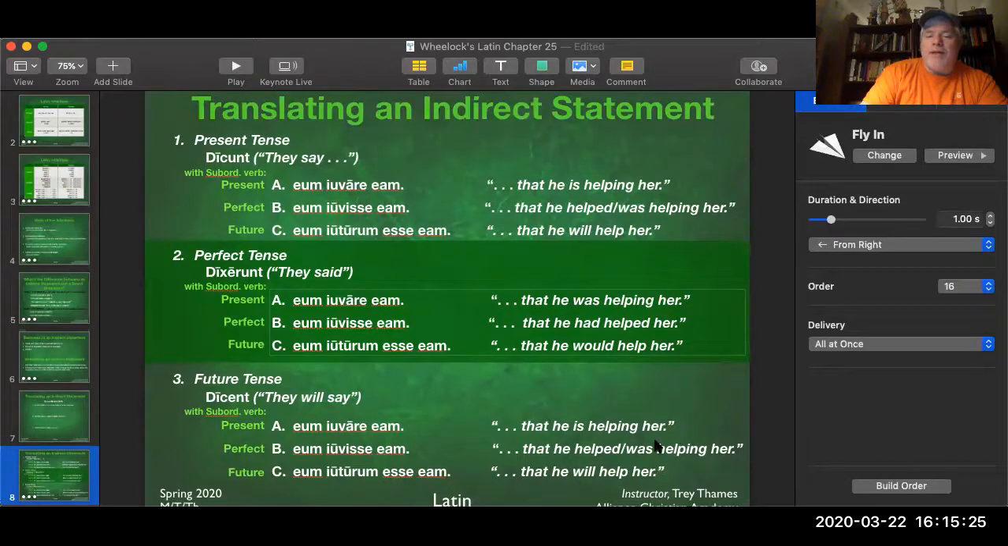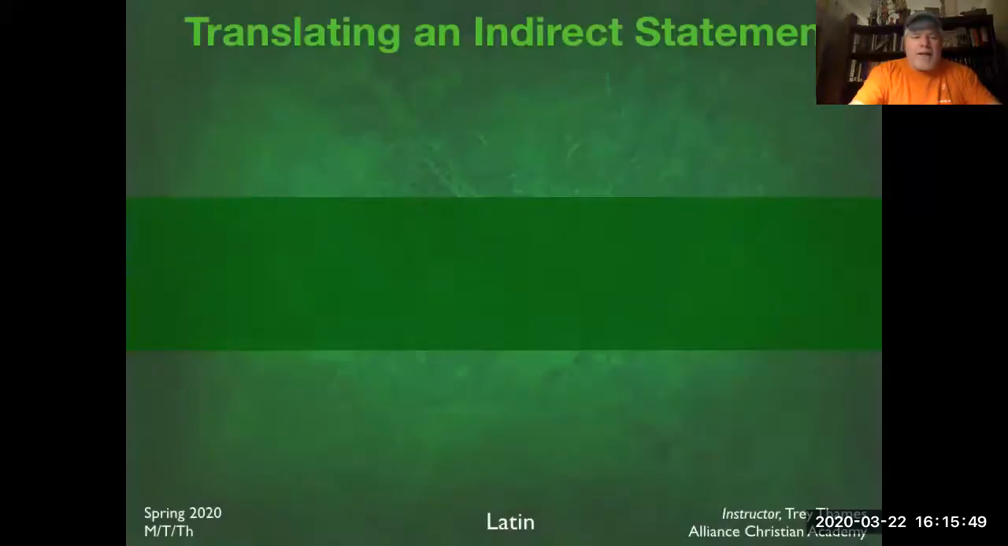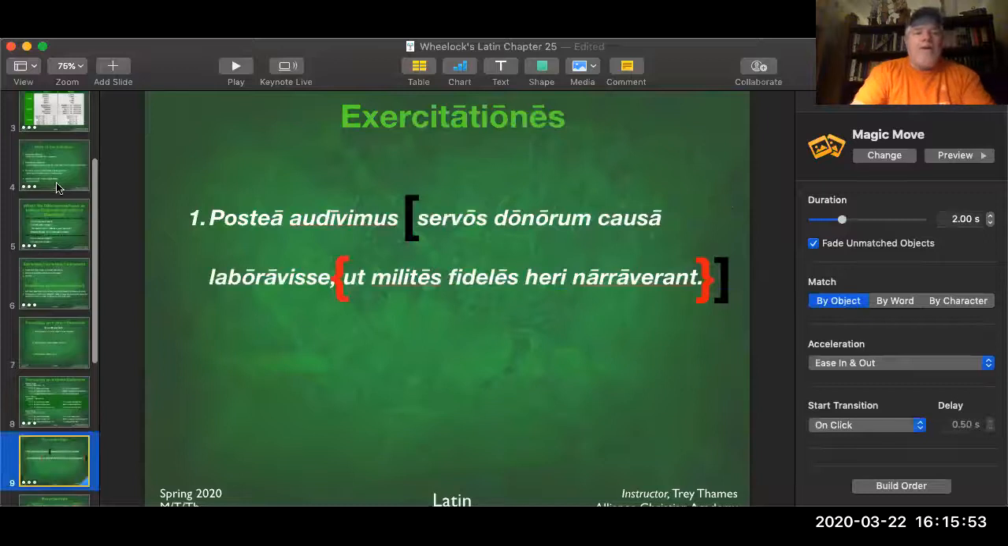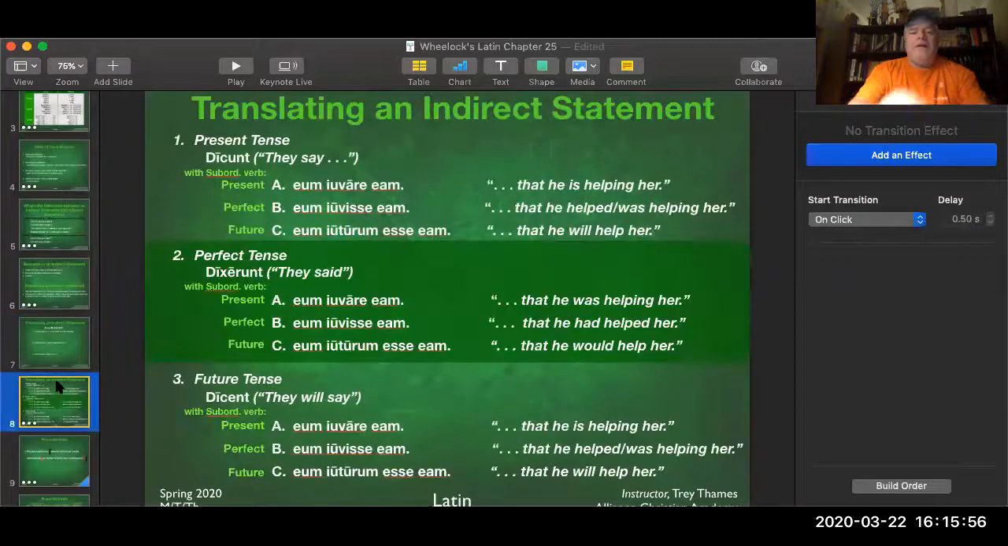Notice that this translation is the exact same as up here. If your main verb is in the present tense or the future tense, these translations will be the same. It's the perfect that really changes how it should be translated. So I want you guys to practice with that. Let me go to the next slide here. We're going to look at that a little bit later in the next video.